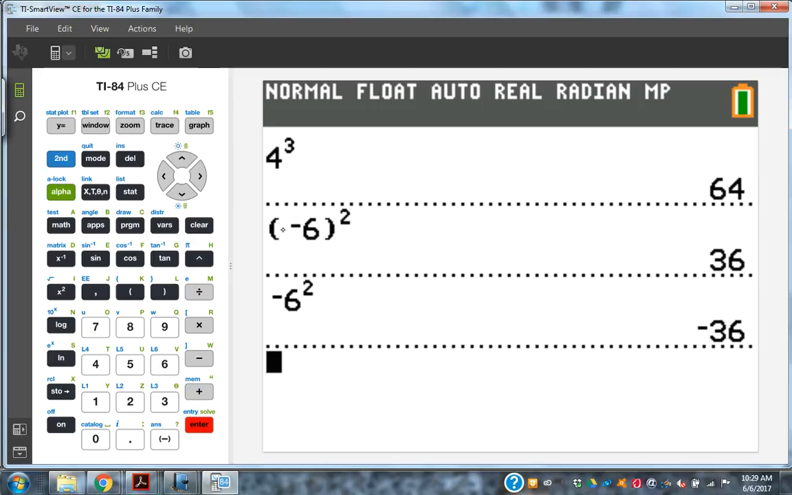When you put it in parentheses, it's saying, okay, this happens first, it makes it a -6, and then exponents come after parentheses, so then it squares the -6. Be very careful of that.